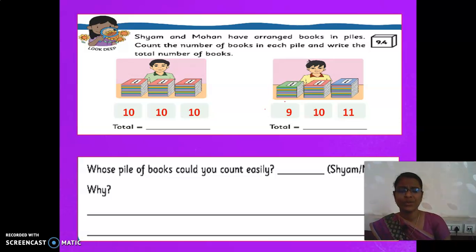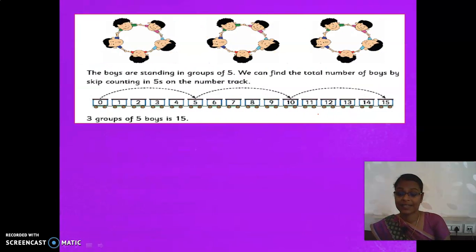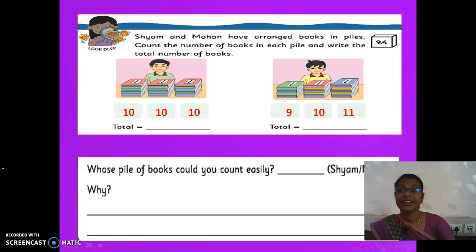Now you are going to quickly add all these 3 numbers and see which one you complete first to find the total, which is easier to find. Which one do you find easier to add? We can add all of them, but which makes you fast and which makes it easy to add? Yes, the first one, that is Shyam, isn't it?